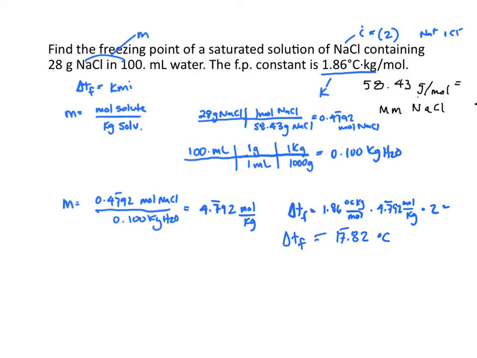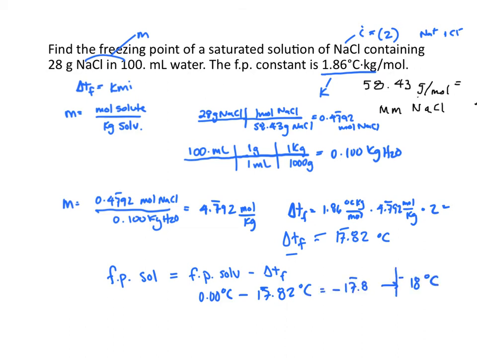Now the question asks us to calculate the freezing point of the solution. Delta TF is not the freezing point, it's the change in the freezing point of the solvent. So we need to take an additional step and calculate our freezing point of our solution by taking our freezing point of our solvent and subtracting out our delta TF. So since our water is our solvent, 0 degrees C is going to be our original freezing point, but then we're going to subtract out that 17.82 degrees C, and this is going to give us negative 18 degrees C as the new freezing point of our solution.